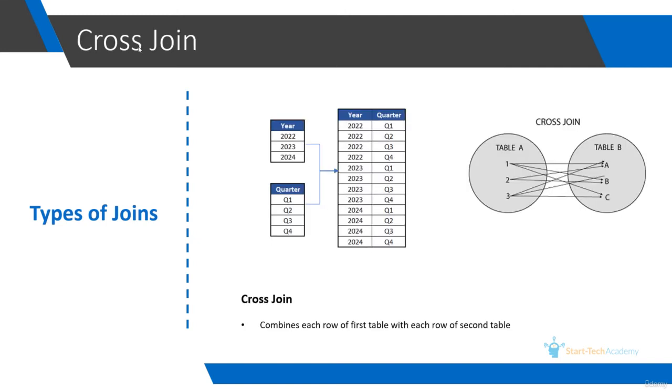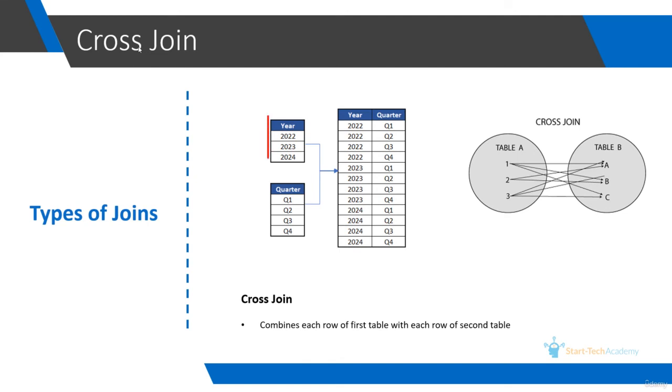Now there is one last kind of join left. This is cross join and it is different from any other joins that we have seen earlier. In a cross join, each row of the first table will be combined with each row of the second table. Now let me explain this with the help of an example.